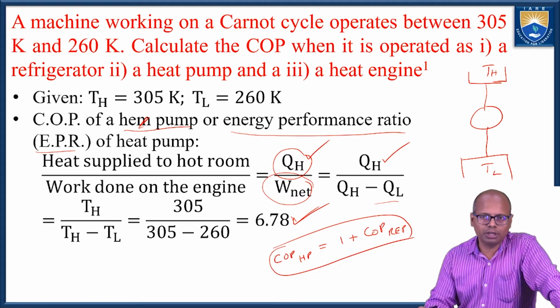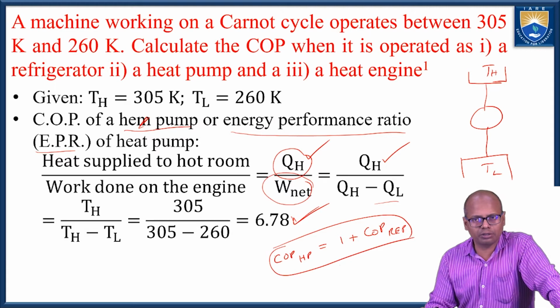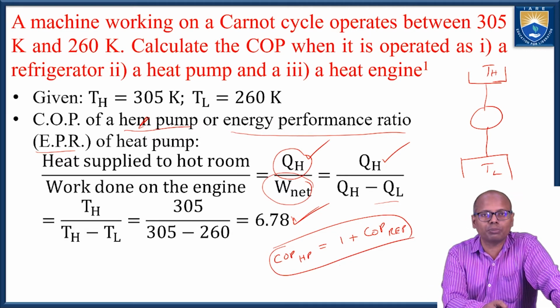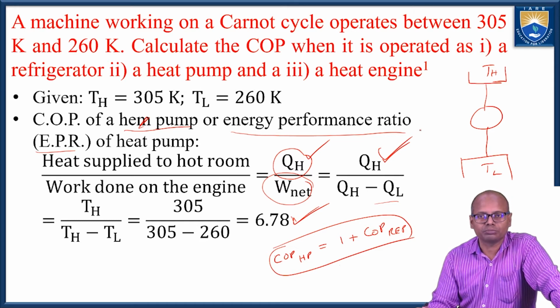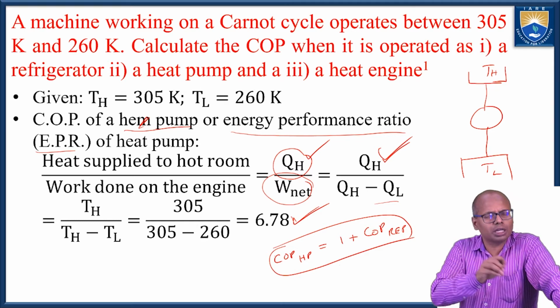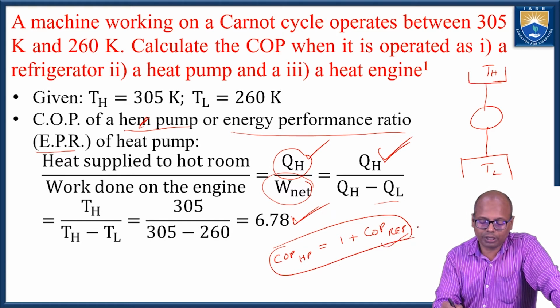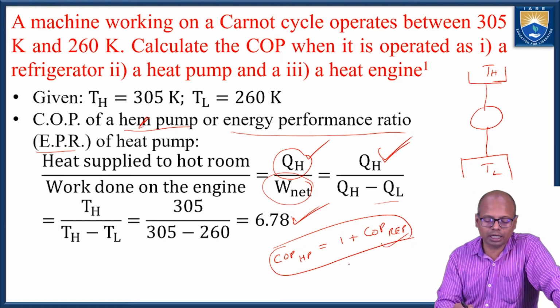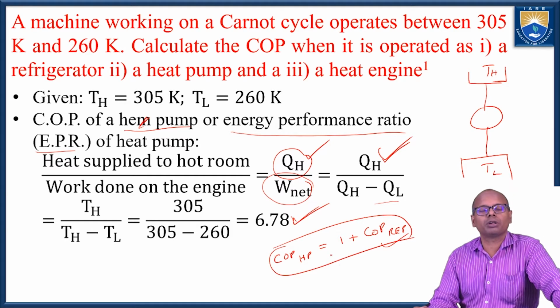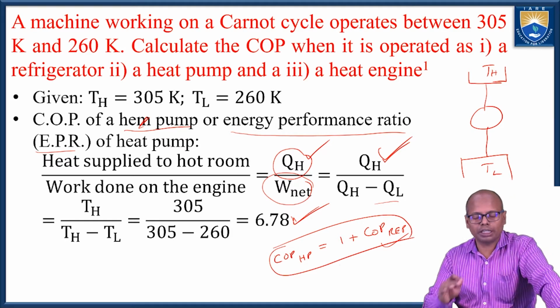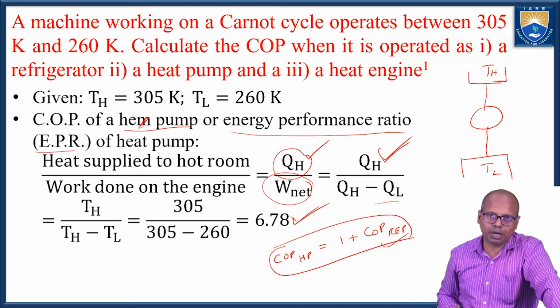So this is a simpler way you can calculate. If only the COP of the heat pump is asked, you can calculate like this. If both are asked, the COP of the refrigerator and the heat pump, then you can find the COP of the refrigerator, add 1 to that, and you will get the COP of the heat pump. So that is the second part of the problem.